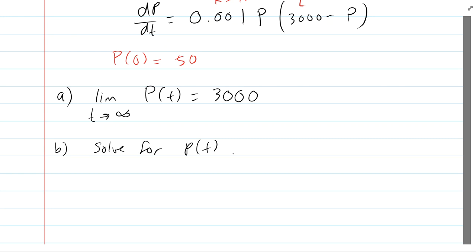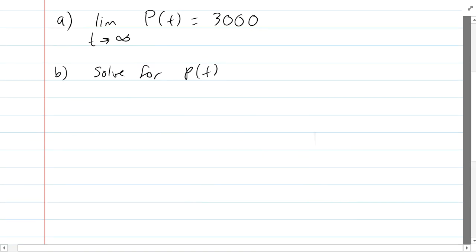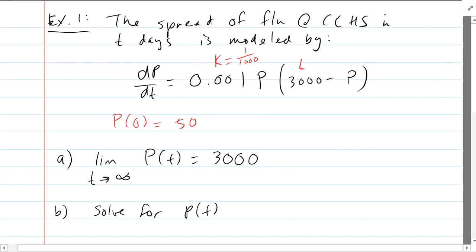If I only want to know how long it will take for a certain number of people to become infected, or how many people will be infected in 10 days, you can just use the formula. But if I ask you to solve for P of T, it means start with the derivative. So here we go, darlings. We're going to plug everything in. We didn't quite finish, right? We got to finish this problem.